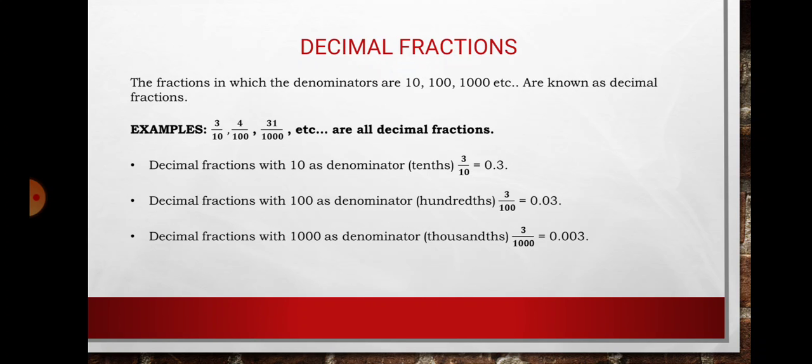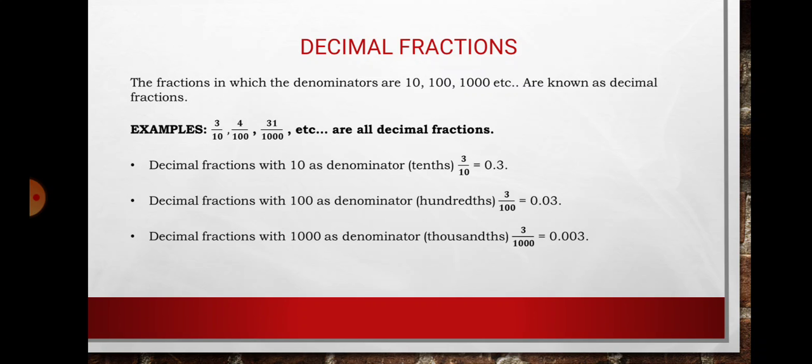Now let us see if we have 10 as the denominator of a fraction, like 1 by 10, 2 by 10, 3 by 10. How can it be written as a fractional number? 1/10, 2/10, 3/10. If you want to represent this in decimal form, we read it as 0.3.